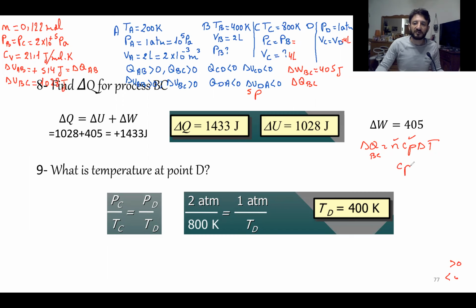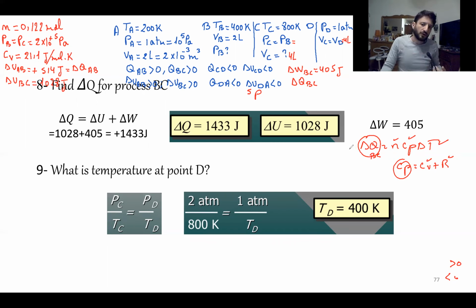Why? Because we have CP equals CV plus R. We have R, we have CV, so we can calculate CP. But delta T equals TD minus TC. We have TC, okay, we can use it. You can use this one, okay? We find CP and delta T equals TC, 800 minus 400. We can calculate the value of delta Q by using this expression.